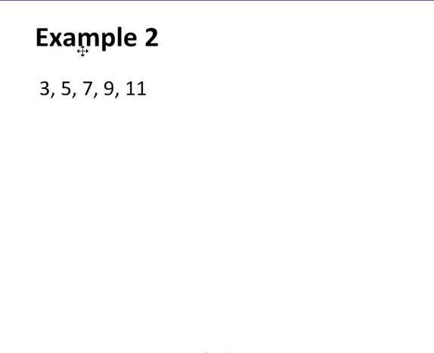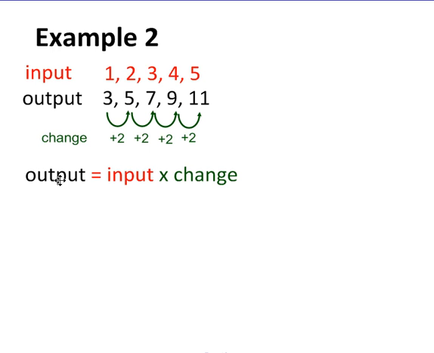Have a look at this one. 3, 5, 7, 9, 11. Now there is a pattern there. So I do the same thing, and I can see between the first and second number, 3 to 5, it changes 2, and again from 5 to 7, so the second number and the third number, 5 to 7 is 2. So it's the same thing.